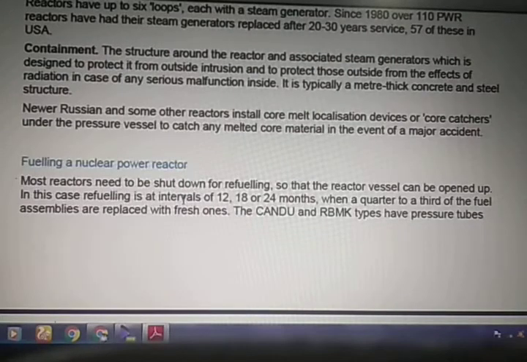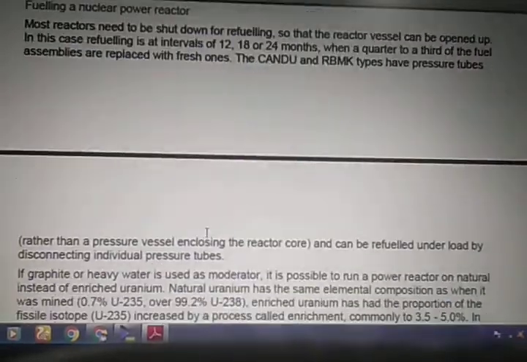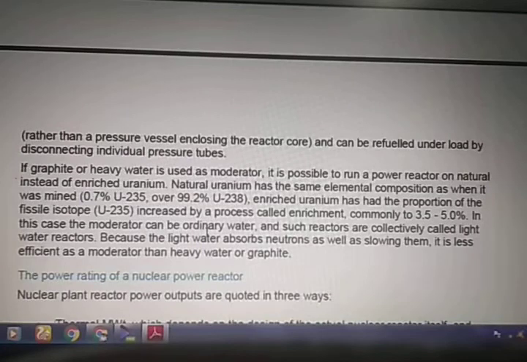Fueling of nuclear power reactors. Once a nuclear reactor is completely fueled, it takes 12, 18, sometimes 24 months to refuel, when a quarter to a third of the fuel assemblies are replaced with fresh ones. If graphite or heavy water is used as a moderator, it is possible to run a power reactor on natural instead of enriched uranium.